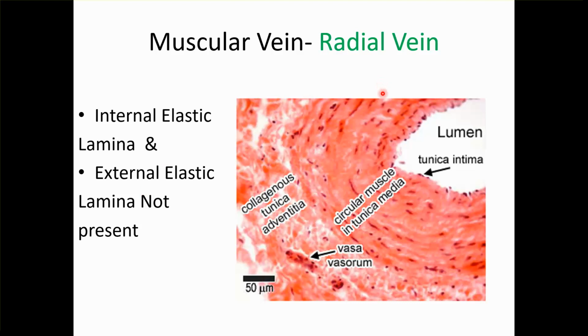Muscular vein or the radial vein. This is the tunica intima. You have the muscle here. This is tunica media, and then you have tunica adventitia. Here the internal elastic lamina and external elastic lamina are not present.